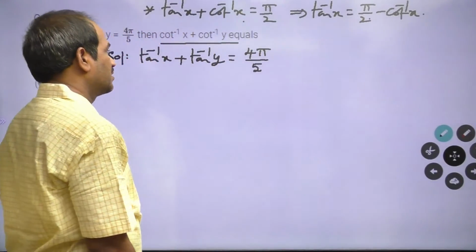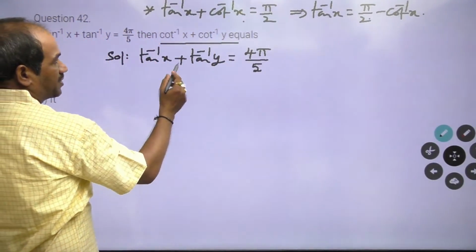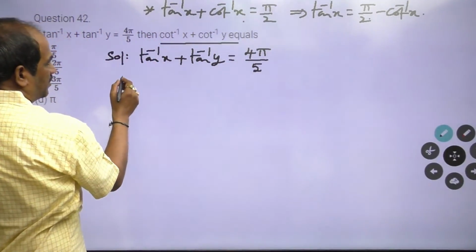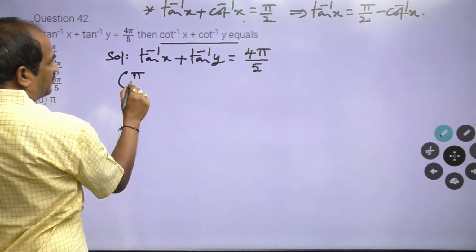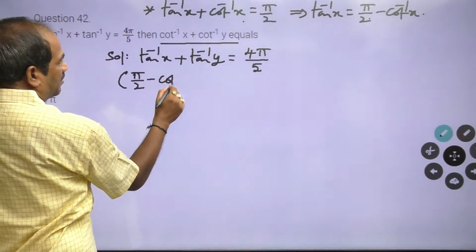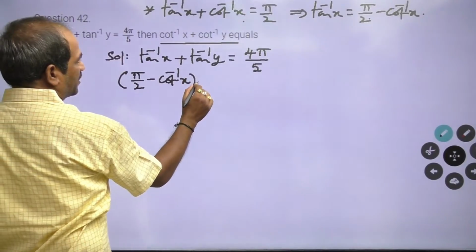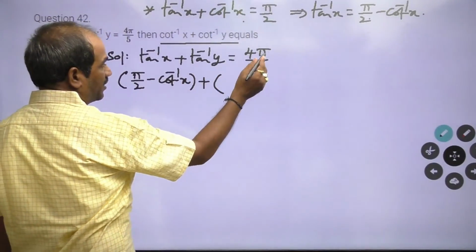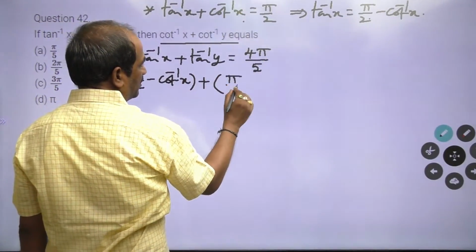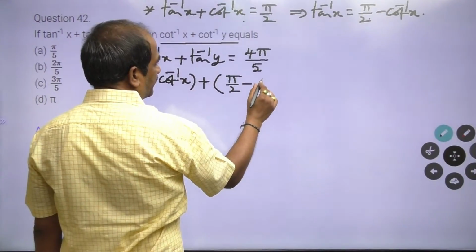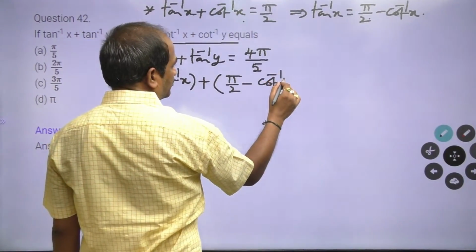Apply this formula here. So tan inverse x is pi by 2 minus cot inverse x. So here, pi by 2 minus cot inverse of x, next plus tan inverse of y. Tan inverse of y is equal to pi by 2 minus cot inverse of y.